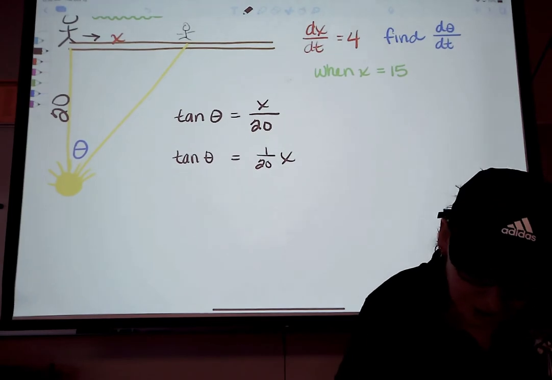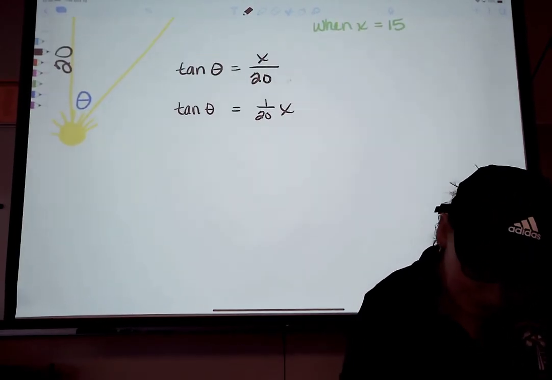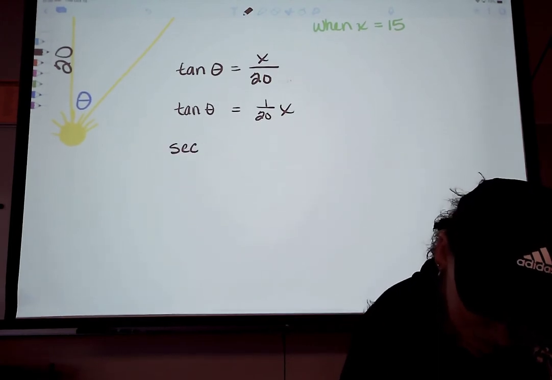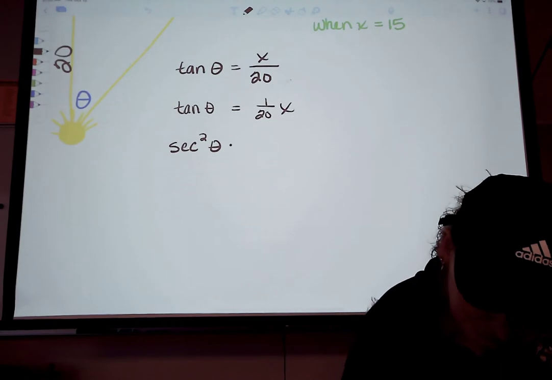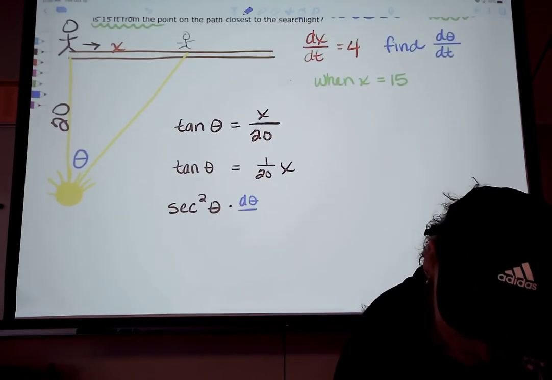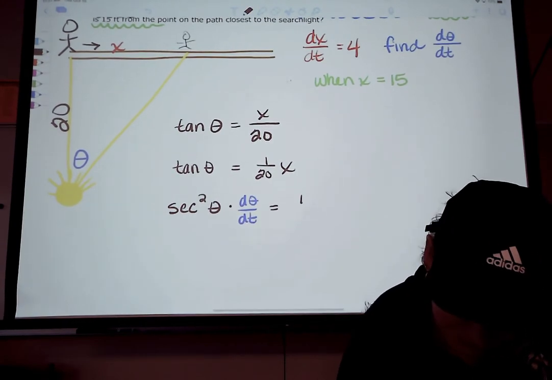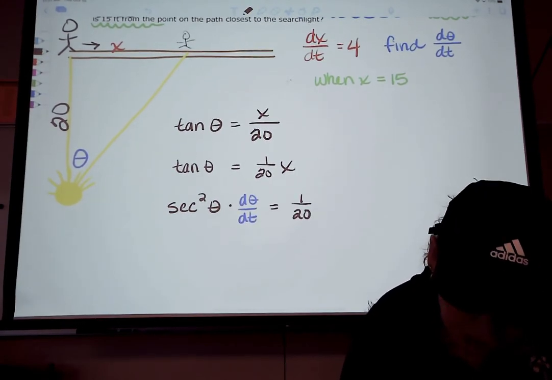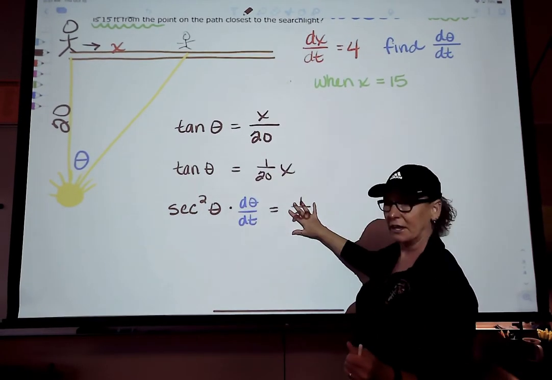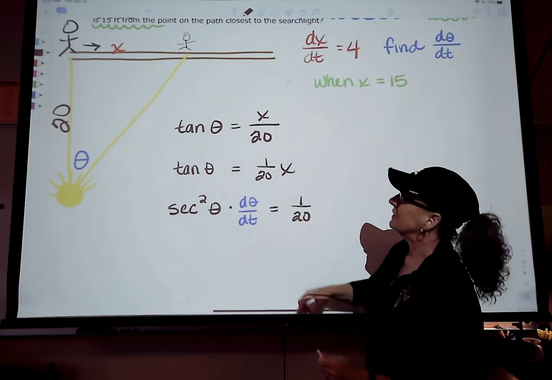Here I go. I wish you all were out there for me to pick on somebody. Oh, dang. So the derivative of tangent is secant squared. Don't forget to chain rule it. Keep your constant. So the derivative of 1/20th x is just 1/20th. However, x was messy. Don't forget to chain rule it.